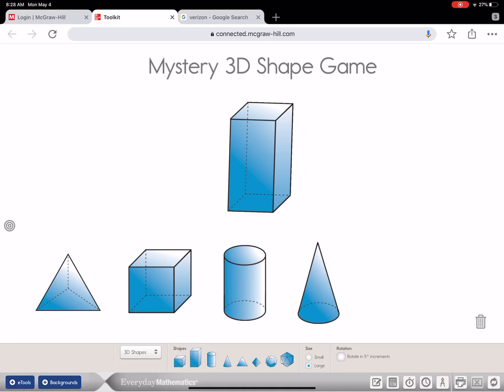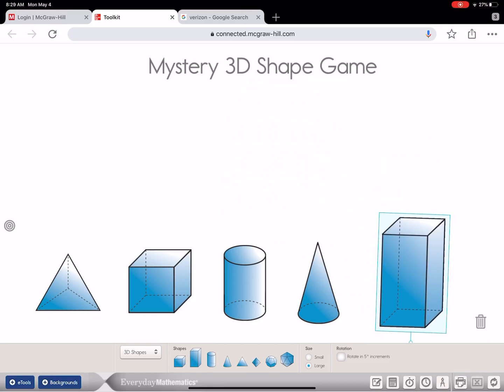So sometimes rectangular prisms look different. It could have all rectangle faces, or it can have 4 rectangle faces and 2 square faces, right? And what else could we say? The rectangle faces are long and the square faces are short. It has 8 vertices, which are points. 1, 2, 3, 4, 5. In the back, 6, 7, 8. Okay, so that was the Mystery 3D Shape Game. And we describe the shapes based on their faces and their vertices and their edges.